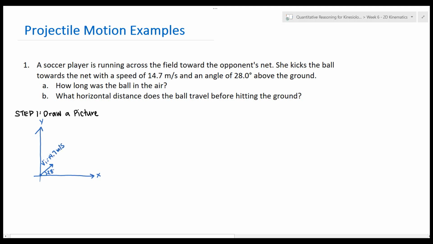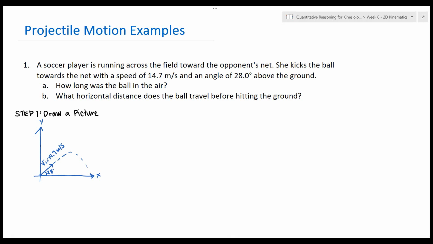Now we want to actually draw the trajectory of the ball, so the path that the ball is going to take. So the ball is going to go up into the air and then eventually come back down and hit the ground somewhere here. Okay, now do we know any other information? It's talking about a ball. We're going to assume the ball is on the ground. It's not starting up higher at all, so it's at the 0 position.